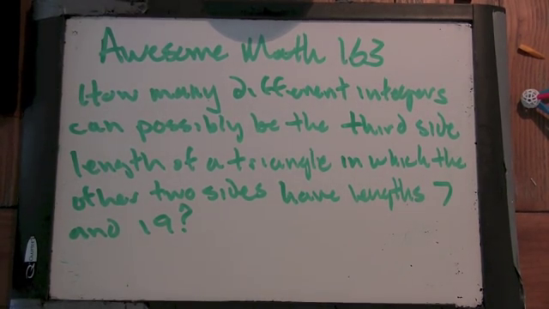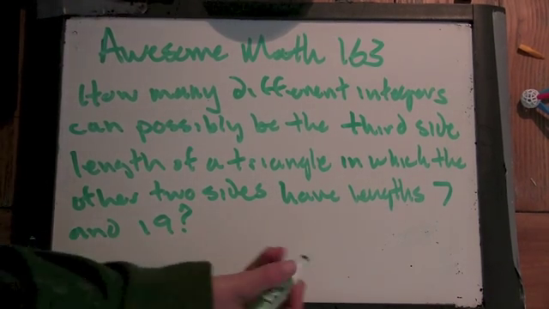This is an exercise in the review problems from your area and perimeter section. The question is, how many different integers can possibly be the third side length of a triangle in which the other two sides have lengths 7 and 19? Do you understand this question? You do? Okay, good. So, how would you like to proceed?